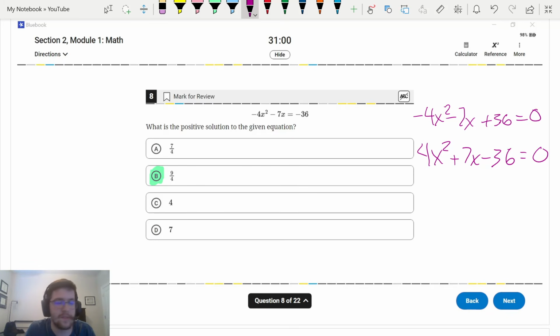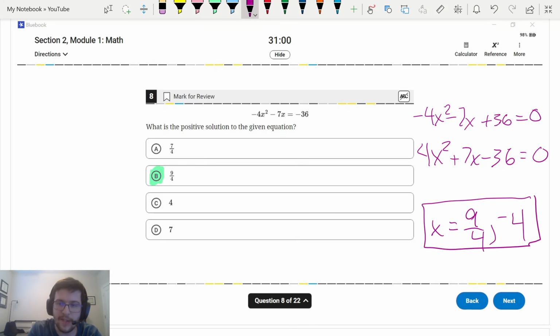Now to solve this, and again, the answers are 9/4 and -4, what you would want to do is get a 1 out in front. So your first instinct should be to factor out a 4 or to divide the whole thing by 4. But you notice if we do that, we run into a problem. 7 is not divisible by 4, and we certainly don't want fractions when we do this, right? So to do this one by hand, you'd have to factor it using what's called the AC method.